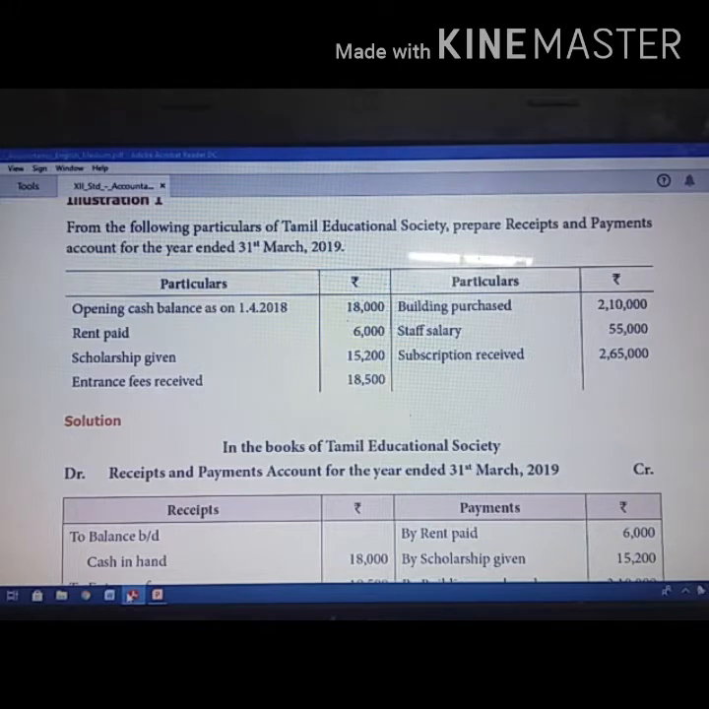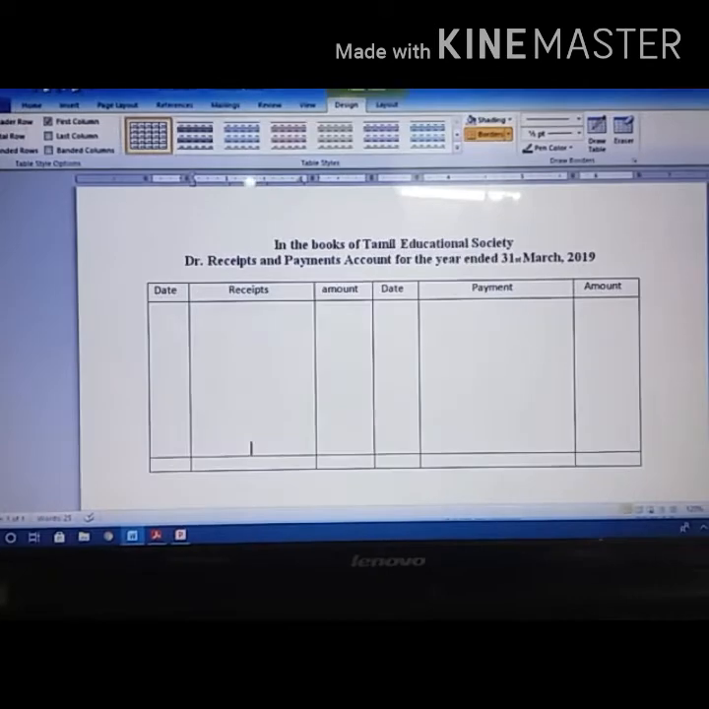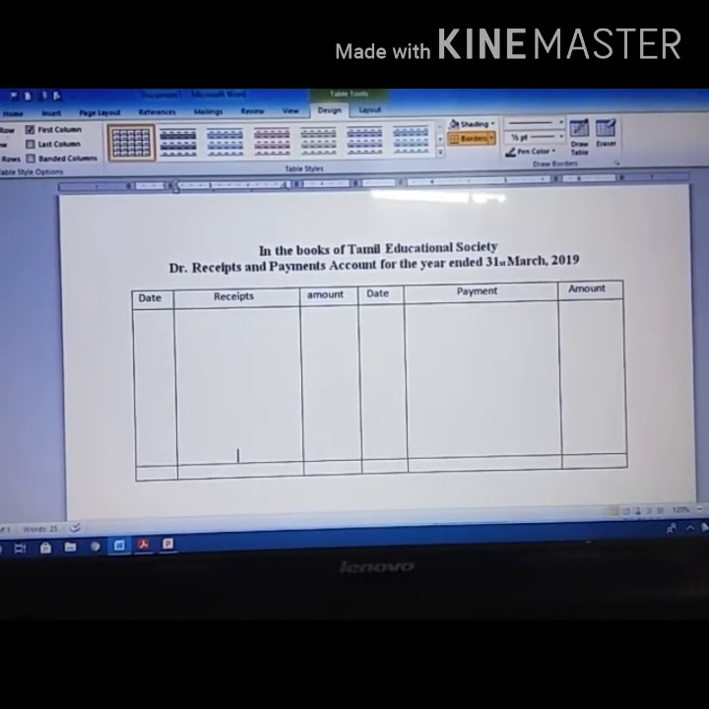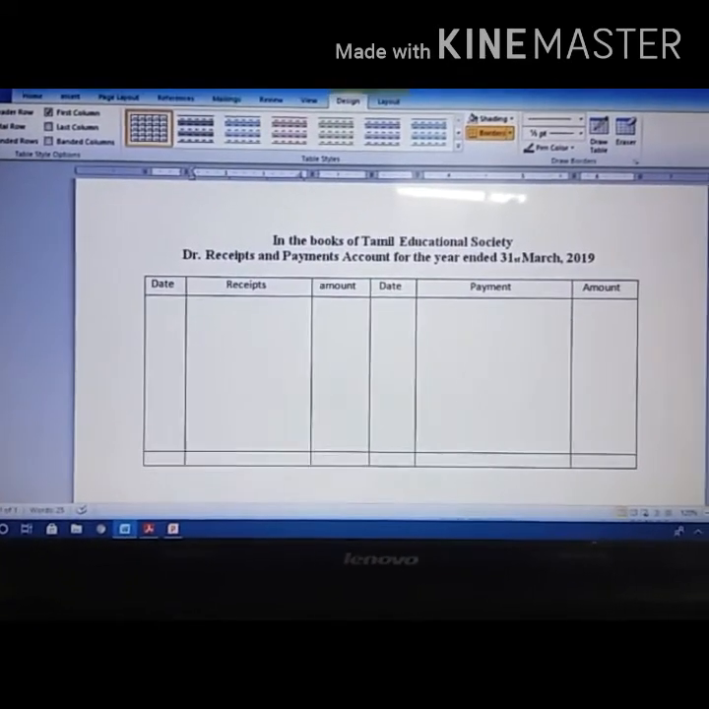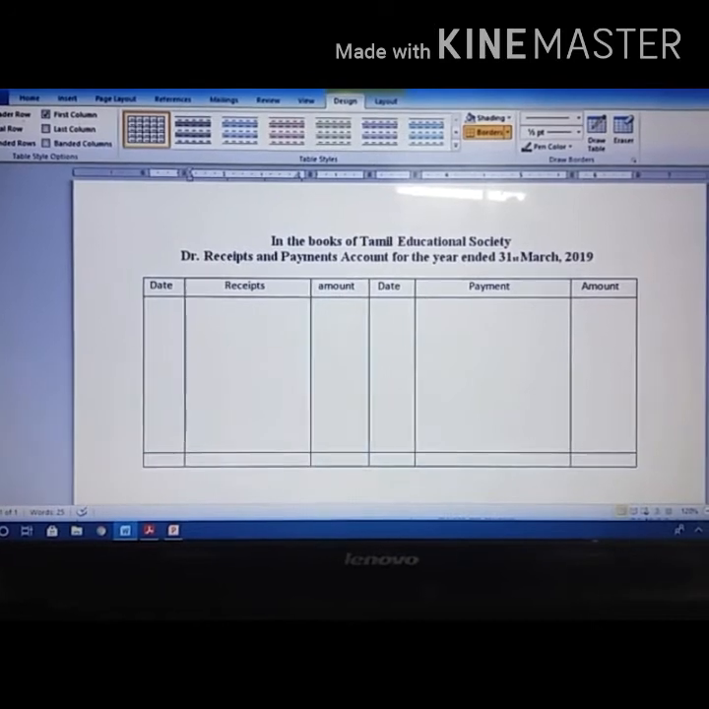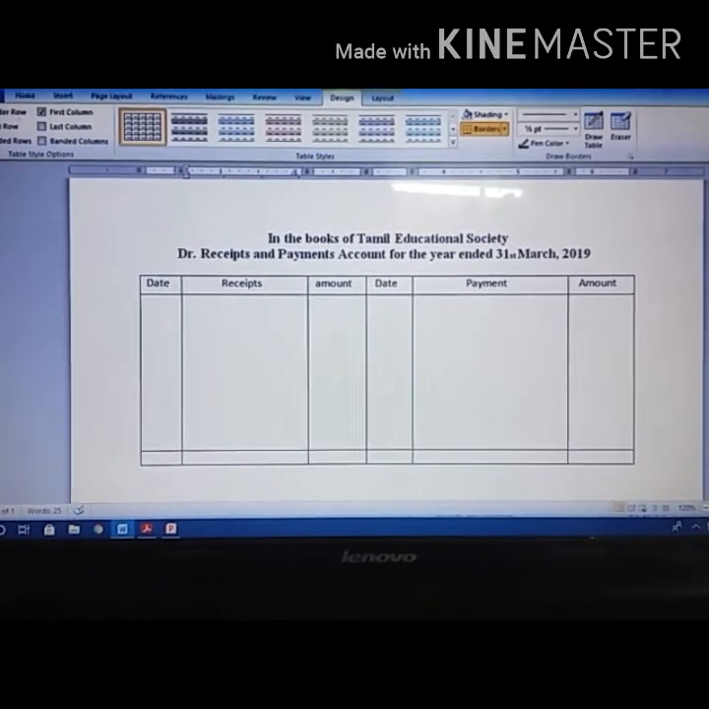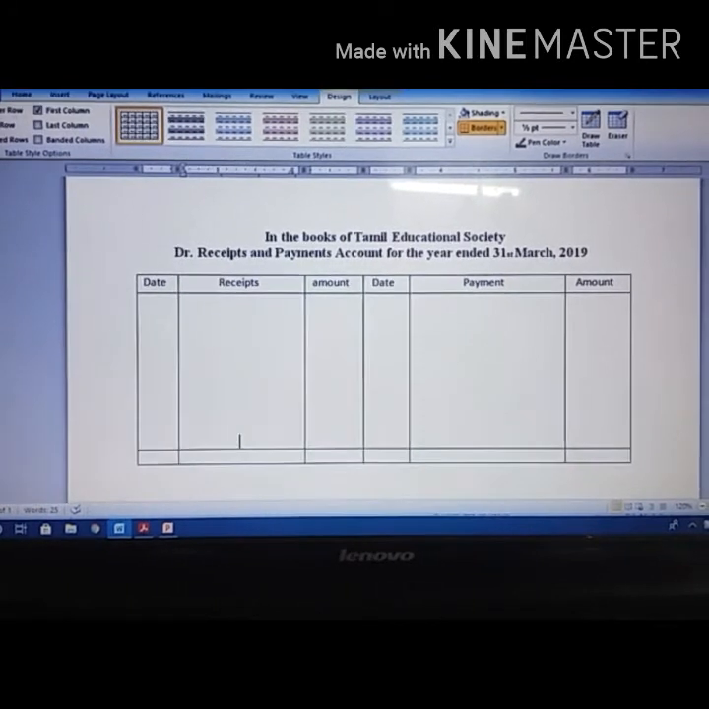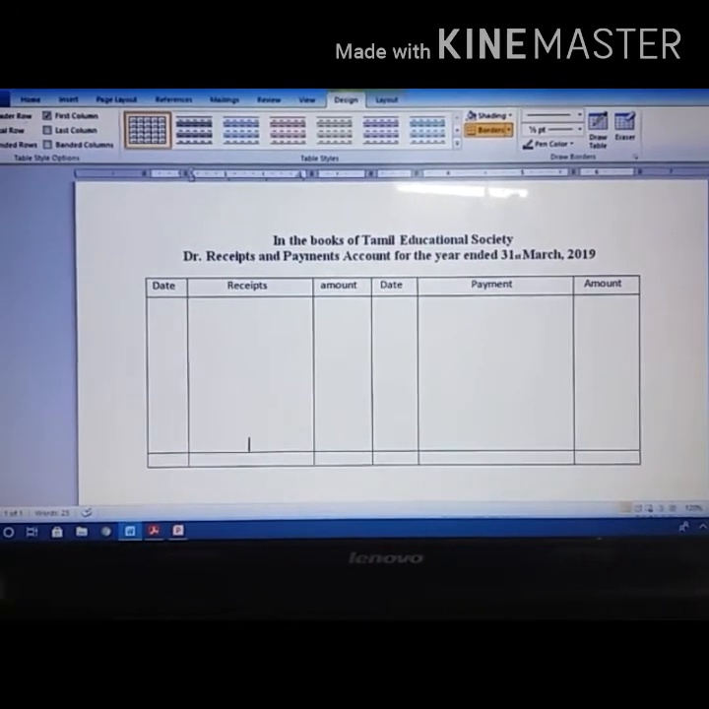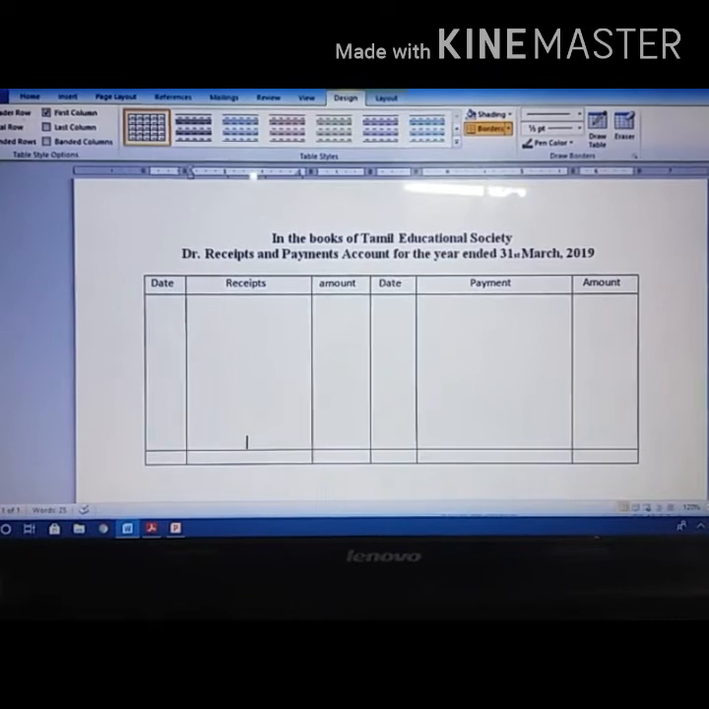Then on the credit side also you must write the date, particulars, and amount in the particular columns. So this is the format of receipt and payment. In the books of Tamil Nadu Educational Society, receipt and payment account for the year ended 31st March 2019. So likewise you have to open a format.